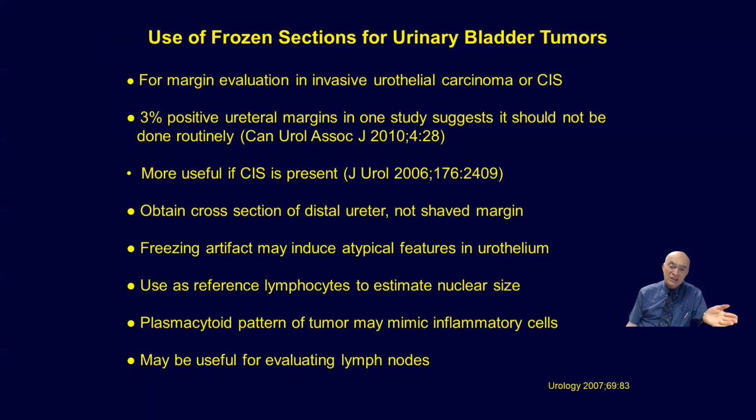And then our internal ruler, remember always, the lymphocytes or the red blood cells, they're about an average between 7 to 9 microns in diameter, and anything that is 2 or 3 times larger than that should be considered suspicious or atypical. Then, especially when we have these weird tumors that have a plasmacytoid pattern that can mimic inflammatory cells, we need to be aware of that, especially in the frozen sections.